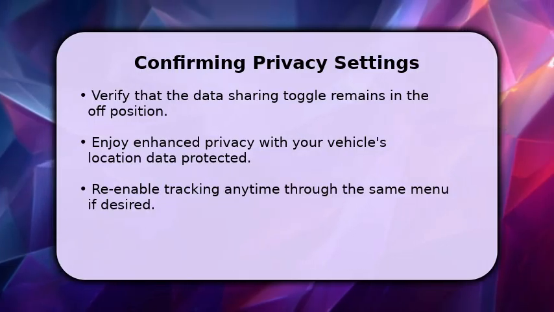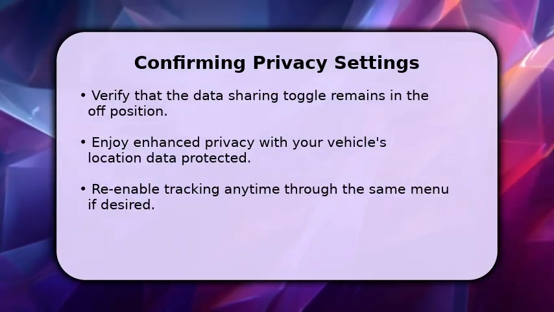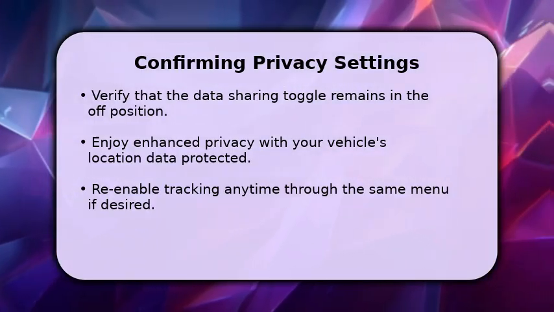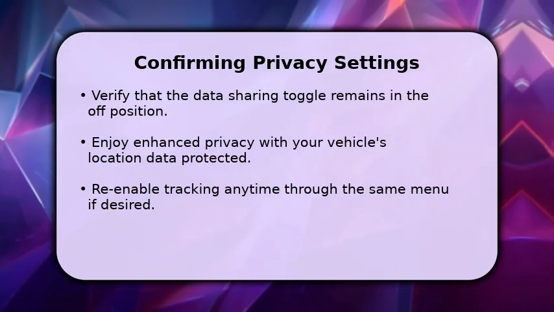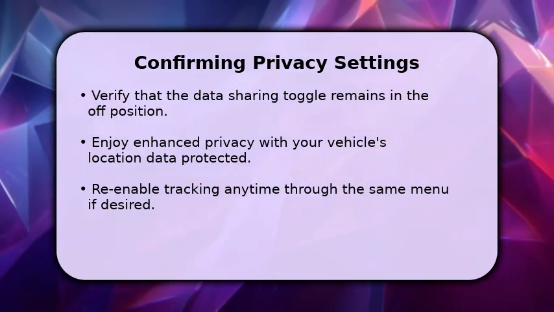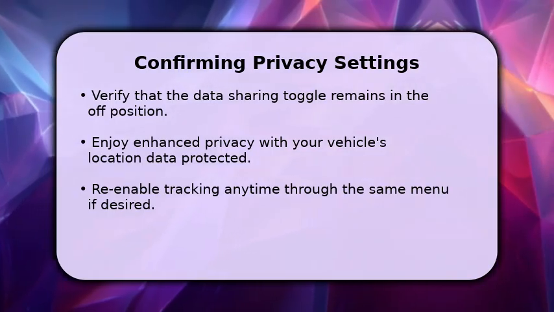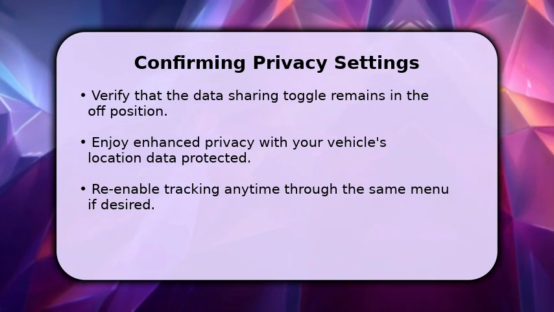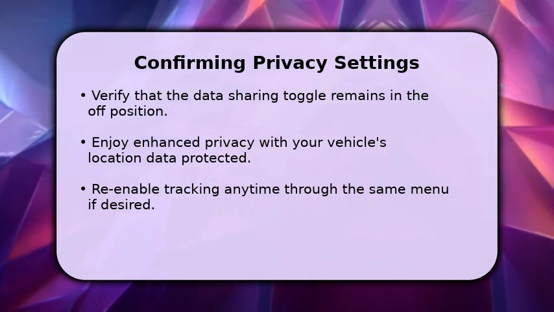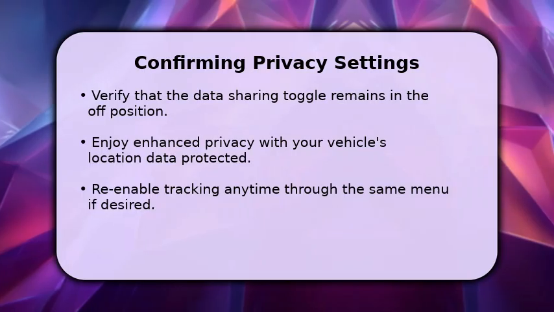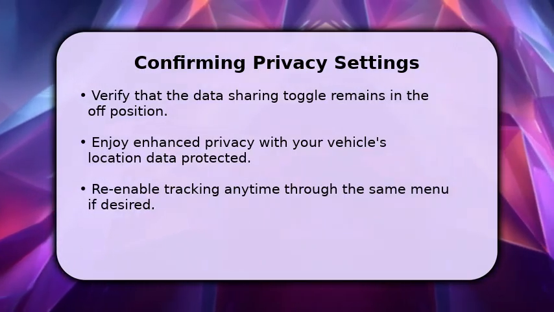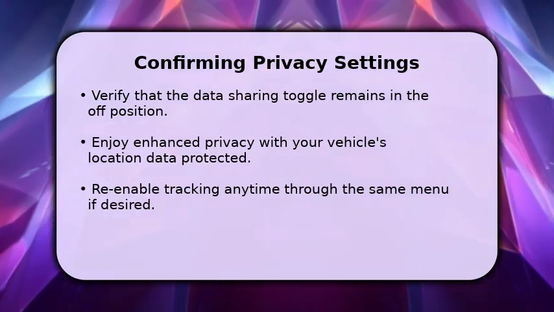After turning off Vehicle Data Sharing, it is a good practice to quickly navigate back to the Safety and Security menu to confirm that the toggle switch remains in the off position. This ensures your changes have been successfully applied. Now, your Tesla Model 3 will no longer share its location data, giving you greater peace of mind regarding your personal privacy. You can always re-enable this feature if your needs change.